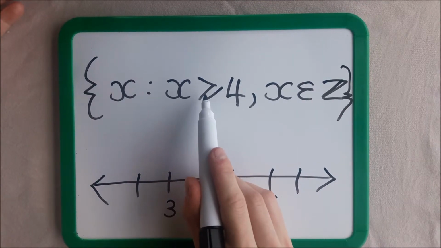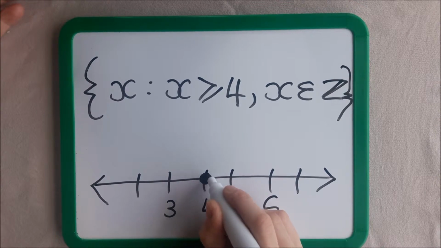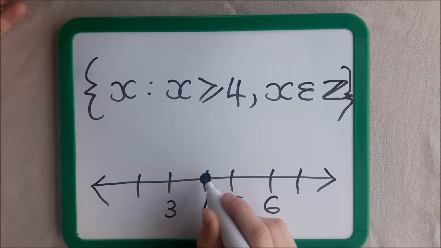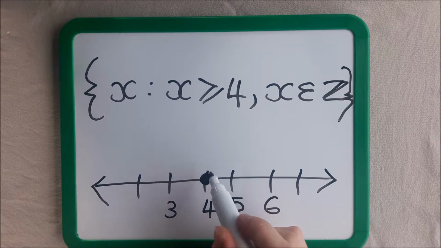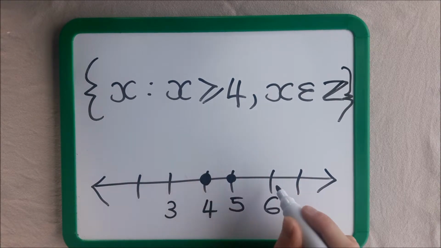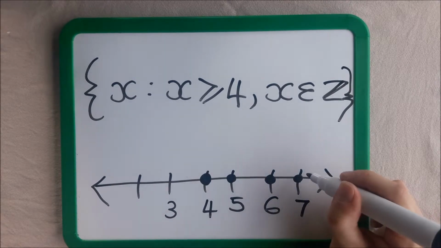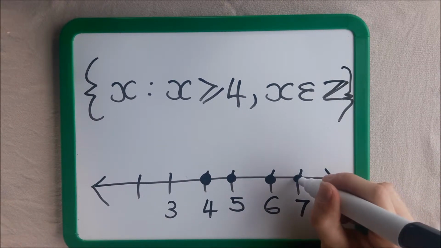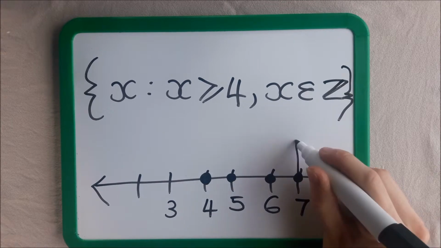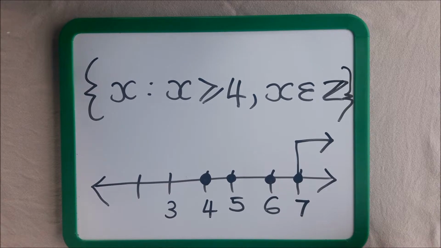In this case, x is equal to or greater than 4. So at 4, we put a dot, and it's a filled in dot to show that it's included. Then at all the other integers, at 5, 6, 7, we put dots. And then just to show that it's carrying on, we draw an arrow to show that all the integers from this point onwards are included. That's an important thing to remember.